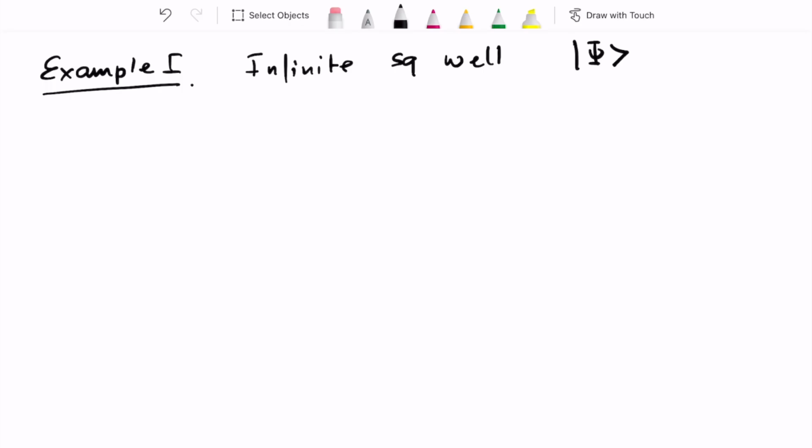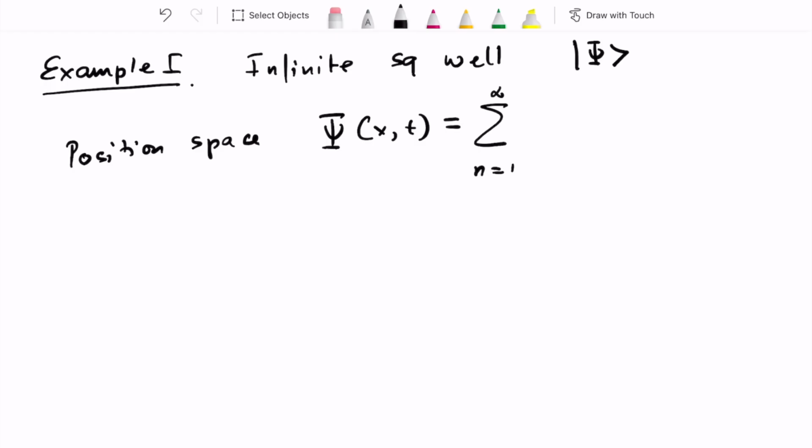Now in position space, this state can be represented by the position space wave function, which we are quite familiar with. So psi of x, t is equal to the summation n equals 1 to infinity of Cn psi n of x, times a function of t. So this is the position space representation of the state psi.